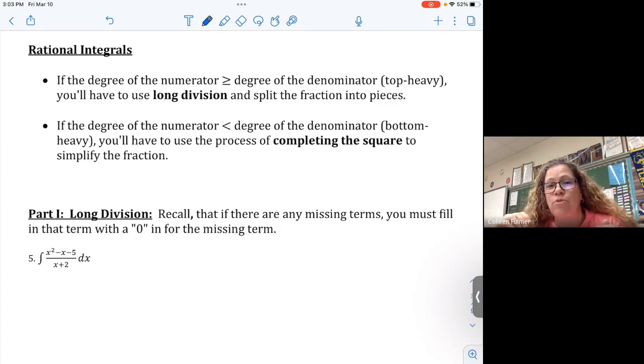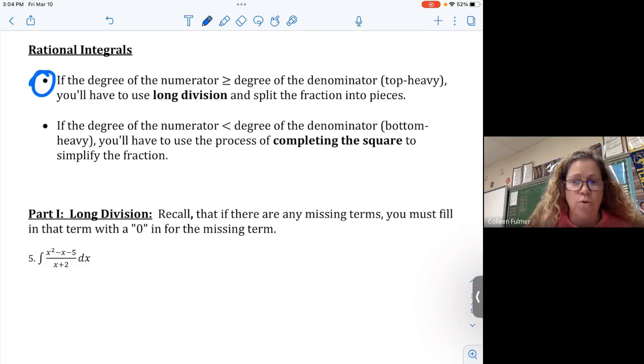If the degree of the numerator is less than the degree of the denominator, in other words, it's bottom heavy, then you're going to have to use the process of completing the square to simplify the fraction. And I'm going to save that for another video. Okay, so we're just going to do 3 examples here. We're just going to do the long division. So we're focusing in just on this first bullet.